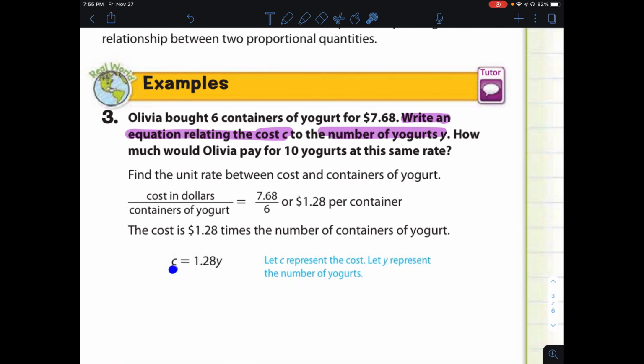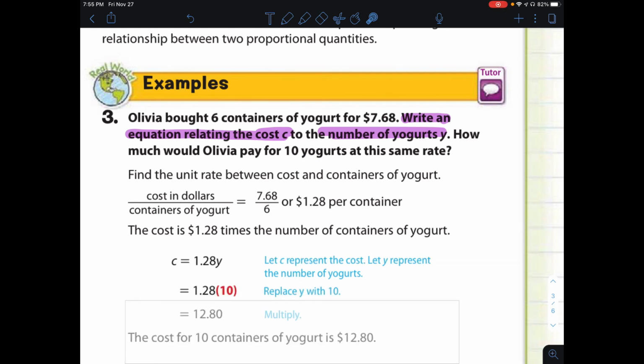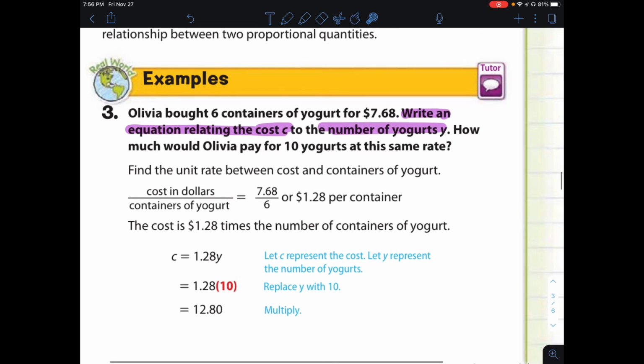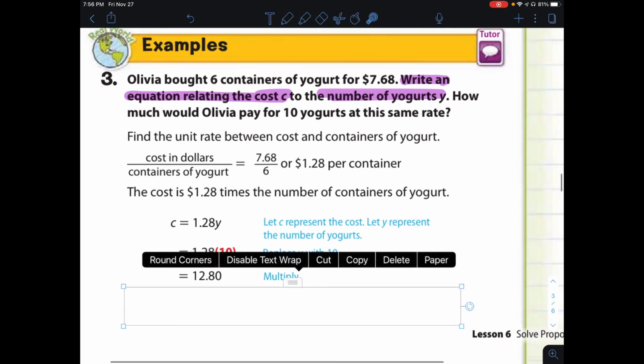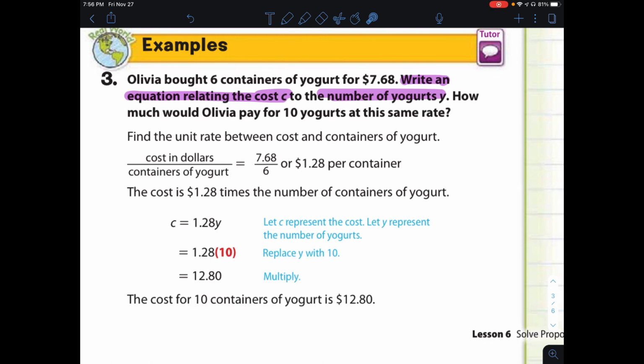C represents the cost, and let Y represent the number of yogurts. So C equals $1.28 times Y. We know that Y is equal to 10 right here. So we simply substitute the Y with 10, or replace Y with 10. And then we multiply 1.28 times 10, which will give us $12.80. So the cost now for 10 containers of yogurt is $12.80.